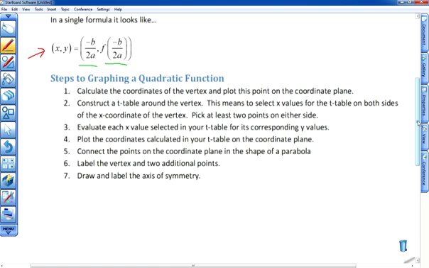What's nice about that is then we will be able to do step 4, which is to plot the coordinates calculated in your t-table on the coordinate plane. From there, it's as simple as step number 5, connecting the points on the coordinate plane that will be in the shape of a parabola. And lastly, as a form of accounting for everything, we're going to label the vertex and 2 additional points, as well as draw and label the axis of symmetry.